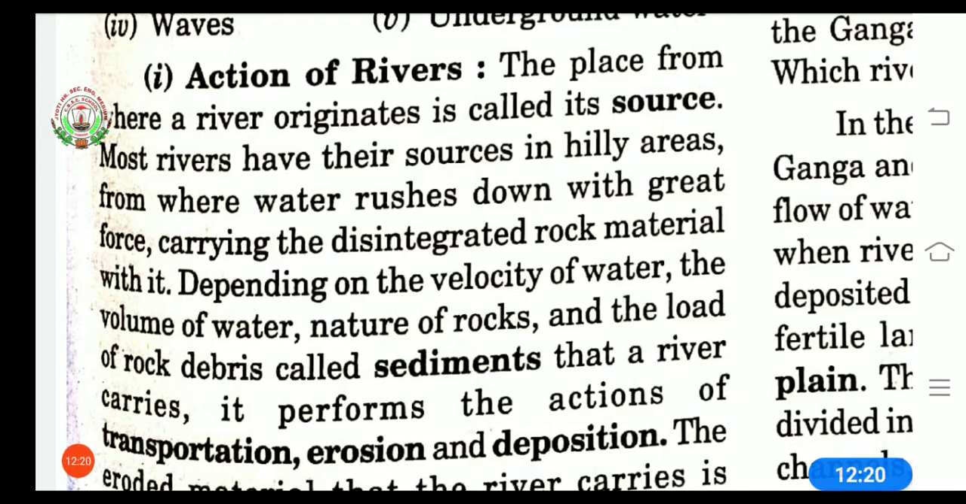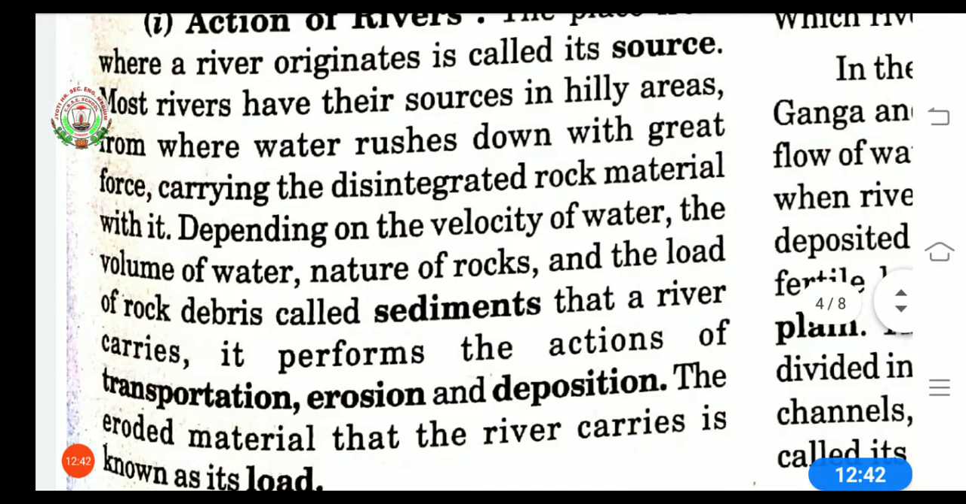After that, they transport that rock material from one place to another; they are capable of transportation. Then the second point we will see is deposition. A river performs three actions. First is transportation, second is erosion, third is deposition. Transportation we have seen, as rivers carry rock materials along with them.